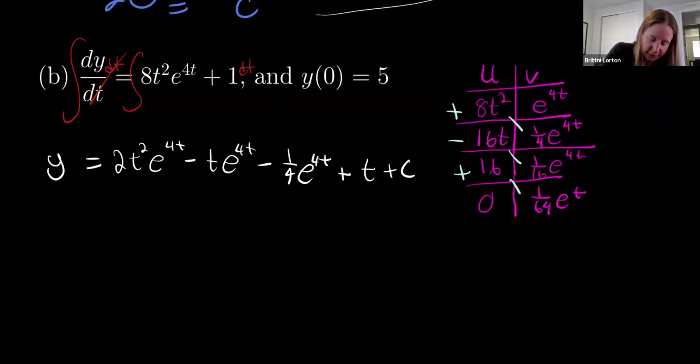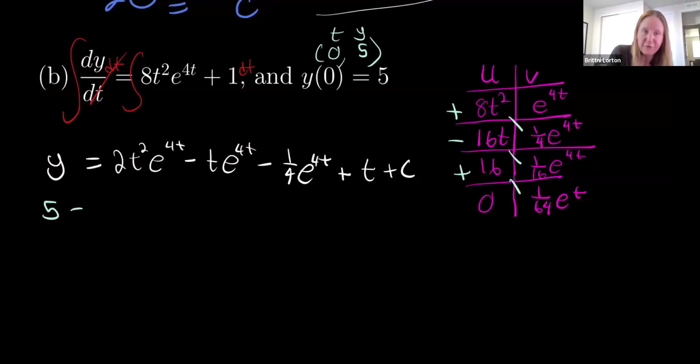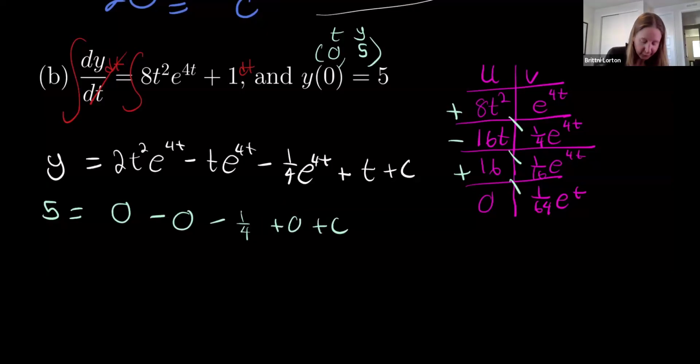Okay, and then I'm going to do my initial value. With my initial value, I always recommend you write it as an x comma y or t comma y. So you know this is t, this is y, so I know that 5 is the y value. If I plugged in 0, this would have been a 2 times 0 minus a 0 minus a 1/4 times e to the 0, but e to the 0 is 1 plus 0 plus c.